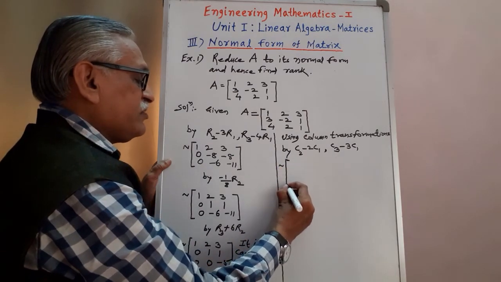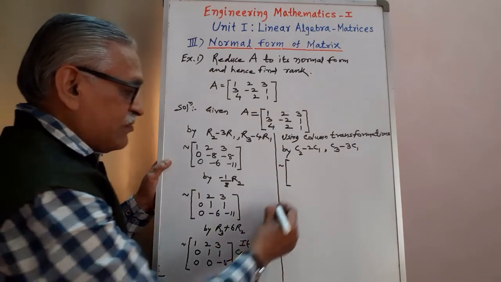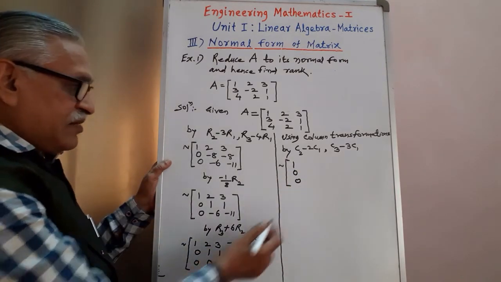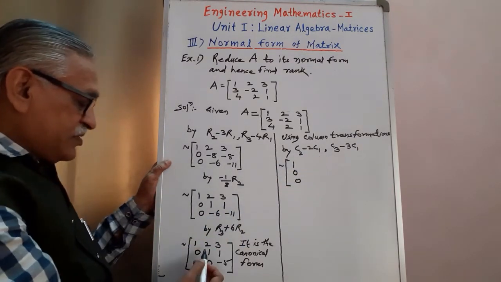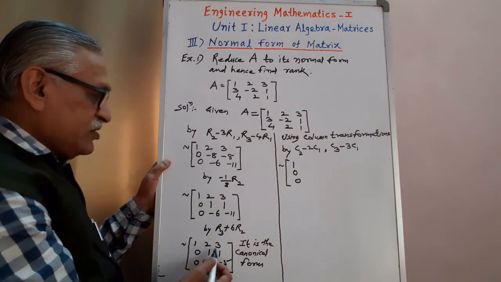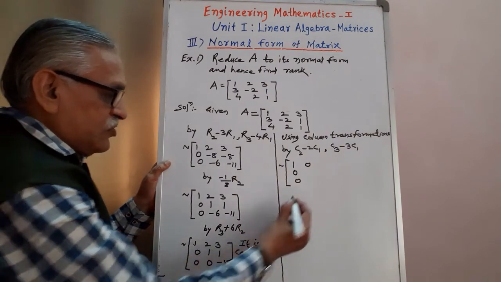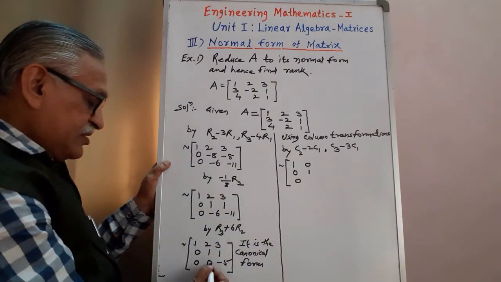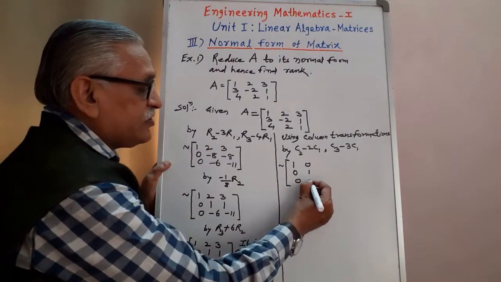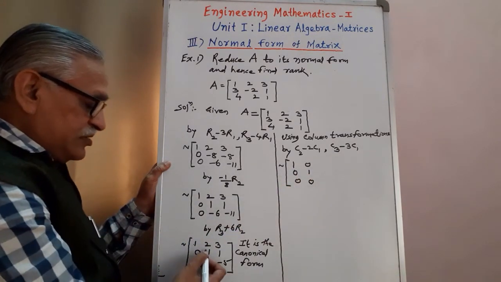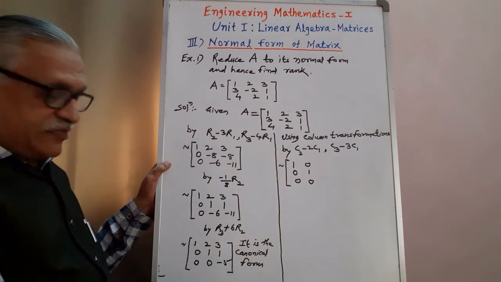I'm writing column wise. First column no change, 1 0 0. Performing this C2 minus 2 times C1: 2 minus 2 times 1, 2 minus 2 we get 0. 1 minus 2 times 0, we get 1. 0 minus 2 times 0, we get 0. As these elements are 0, these elements remain as they are.